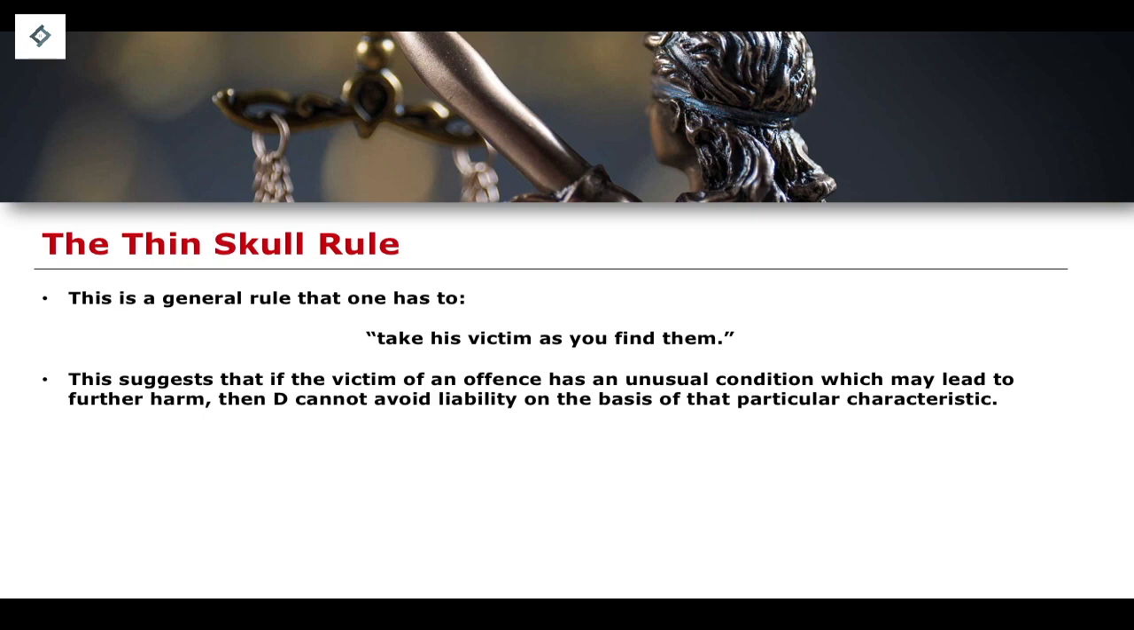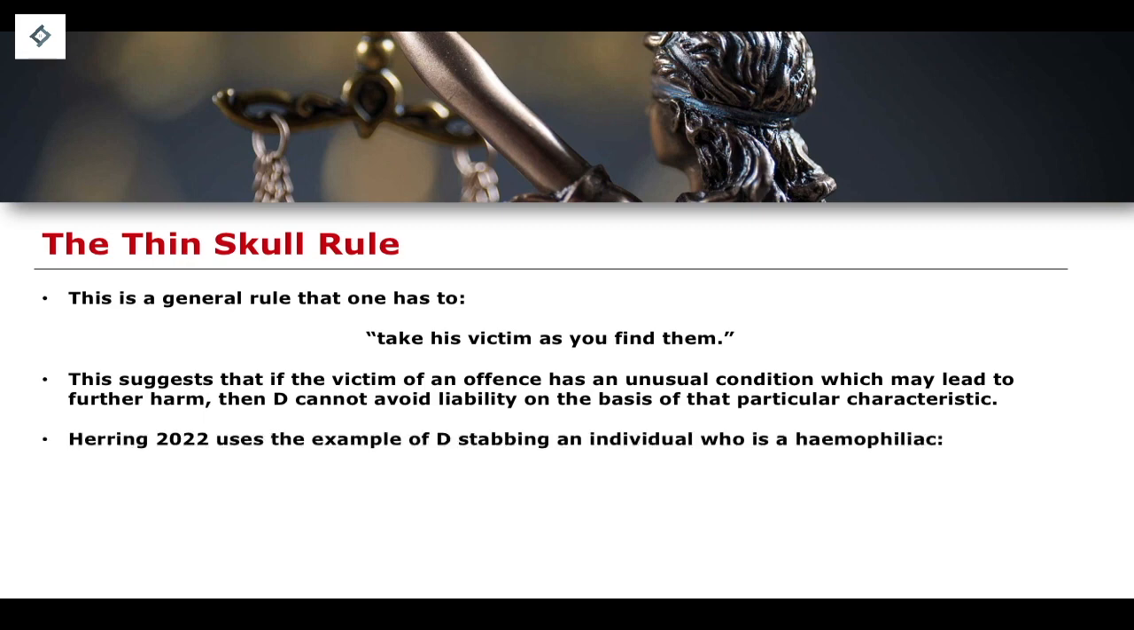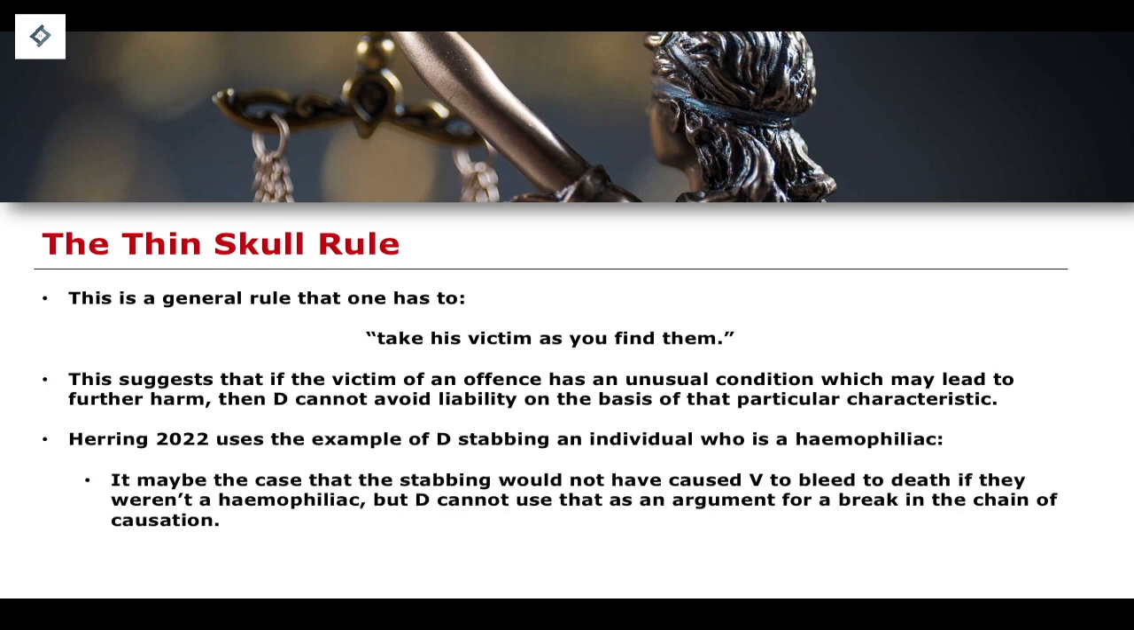So, for example, there's an example that we see here from Herring, which is the idea of a defendant stabbing an individual who is a haemophiliac. Maybe the stabbing of the victim would not have caused them to bleed to death if they didn't have haemophilia. And so the result is that you cannot argue that the condition the victim had was a new intervening cause, or a way to break the chain of causation for the defendant's actions.